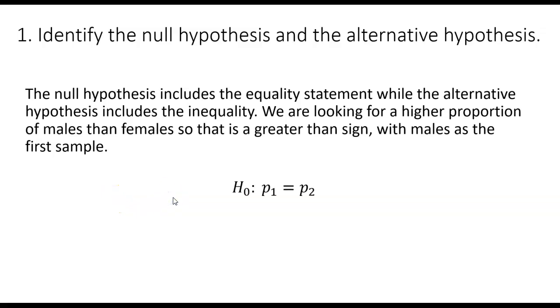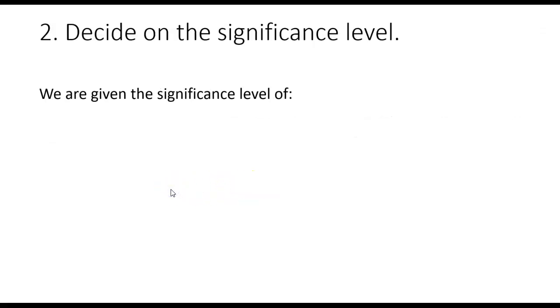Therefore, our null hypothesis is P sub 1 equals P sub 2. It's got to have the equality statement, where P sub 1 is the proportion of males, P sub 2, proportion of females. And then our alternative hypothesis is P sub 1 is greater than P sub 2. Let's decide on the significance level. We are given this in the problem, so we know that alpha is 0.05.